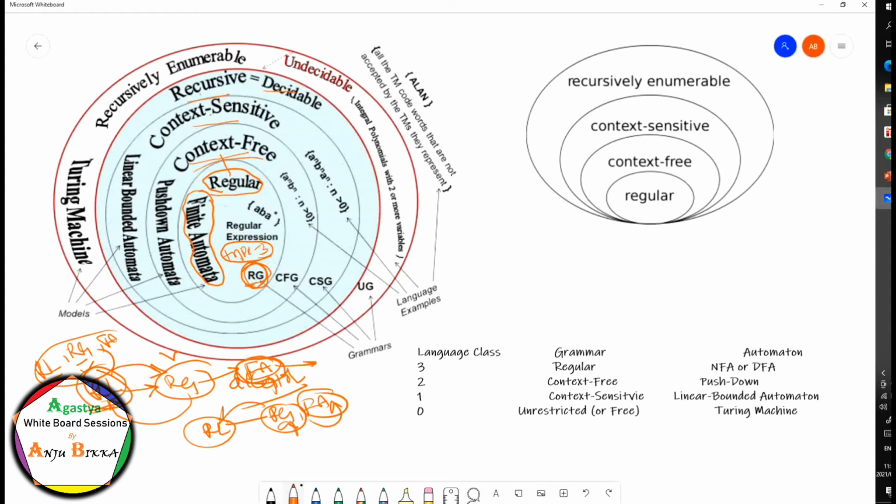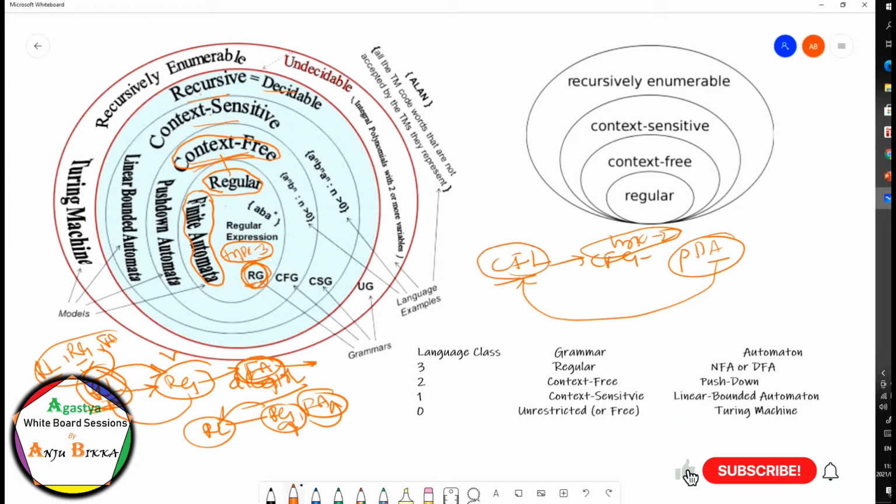Then it goes to context-free. When it comes to context-free language, CFL, what is the grammar? CFG, also called type 2. And again, what is the automata? Pushdown automata. It means the same thing can be defined. If you have a pushdown automaton, you can write the CFL which it accepts, which it recognizes. You can define that automata. If you have the CFL, then you have a corresponding PDA. Then if you have a PDA, you have a corresponding CFL.